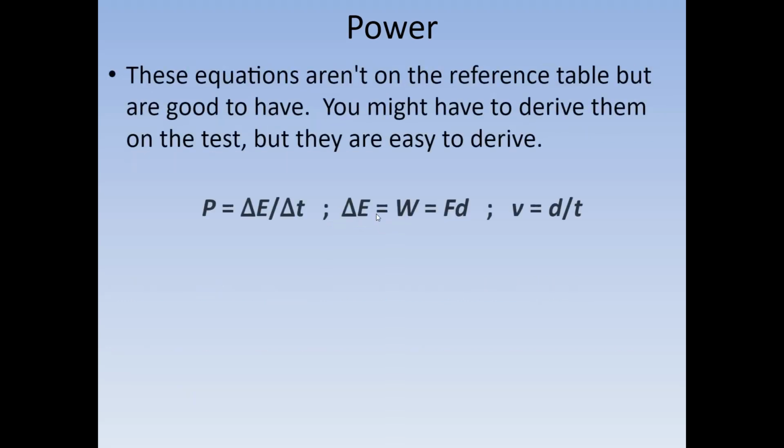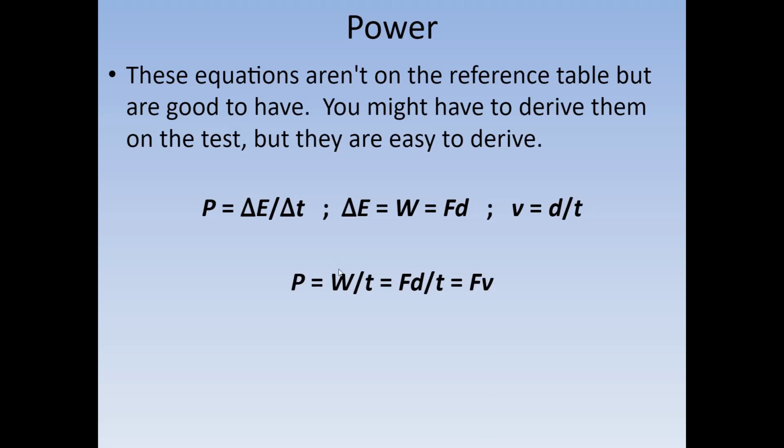So for example, we know that delta E is equal to work and FD, and we know that V is D over T. So the other forms of this equation could be, I can replace the delta E with W. So work divided by time would also be power. I can replace the work with FD to get FD over T. I can replace the D over T with V to get FV. These are all different variations.